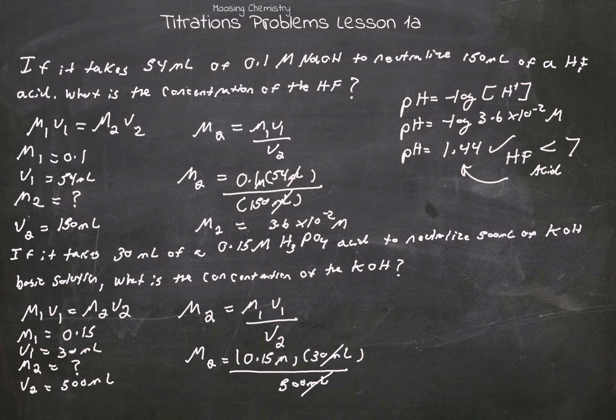So we take 0.15 times 30 and divide that by 500, and that gives me a molarity of 9.0 times 10 to the negative third M.